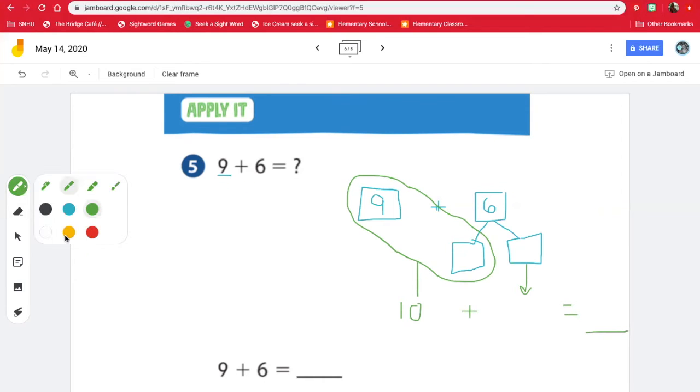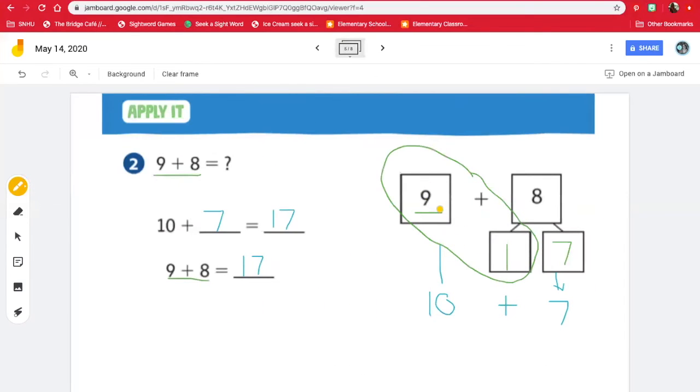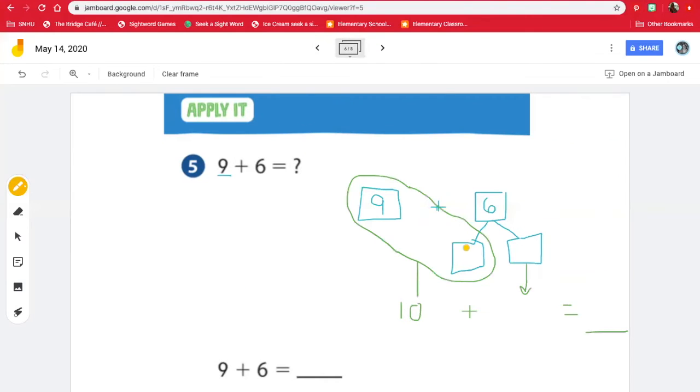So let's start here. We know from the last problem, to make 10 with 9, we need to have 1, because 9 plus 1 equals 10. Now, what plus 1 equals 6? Well, I could count on, or I know that 1 more than 5 is 6. So that means I'm going to put 5 in the other box and bring it down.